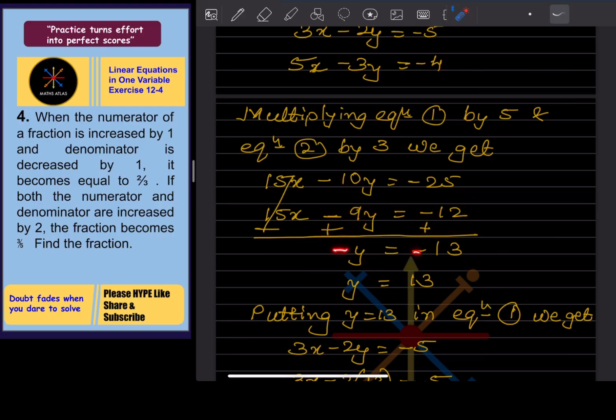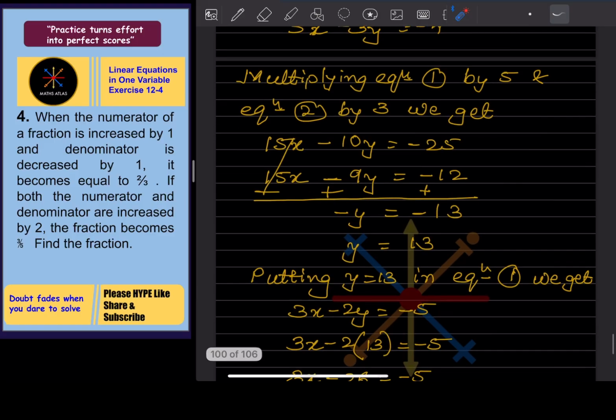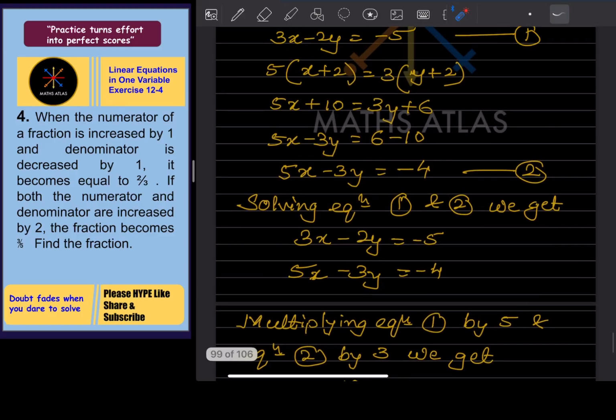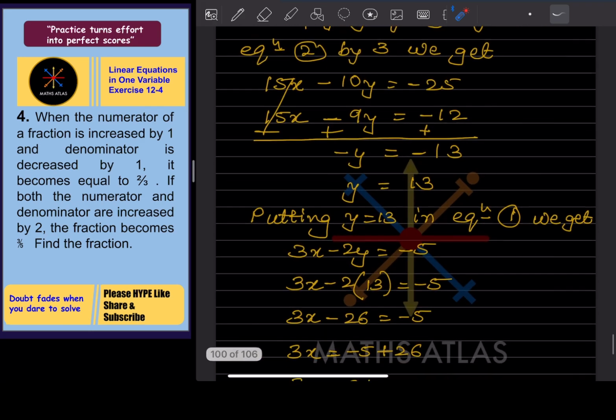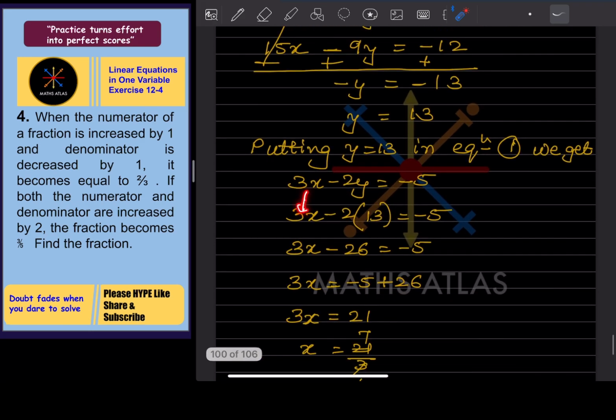Both the places this is minus, so that becomes plus. So y is going to be here 13. So putting y is equal to 13 in equation number 1. So this is the equation number 1, that is 3x minus 2y is minus 5. So 3x as it is, in place of y we are going to put 13.